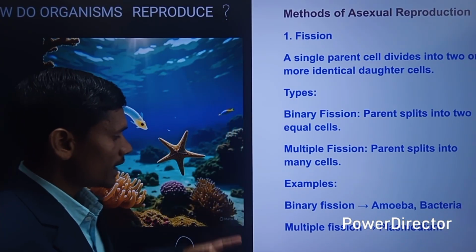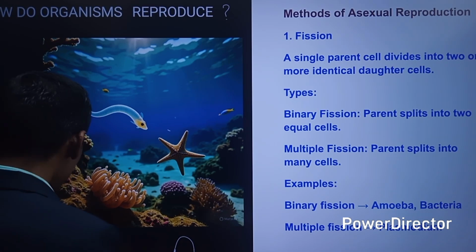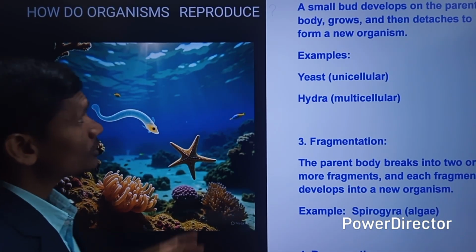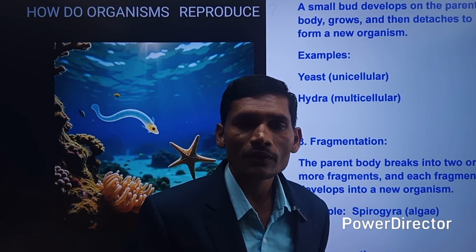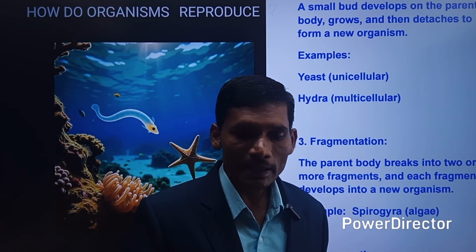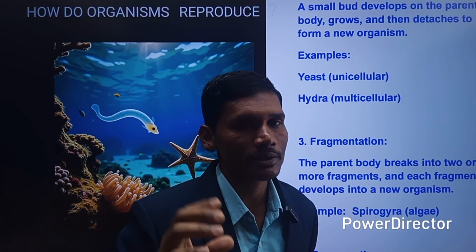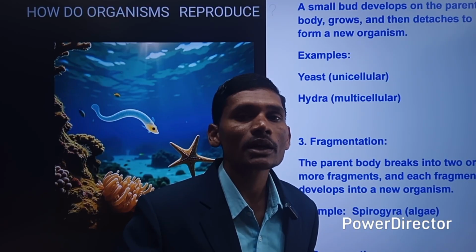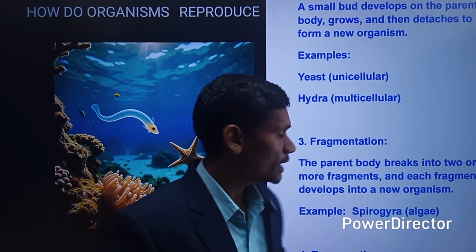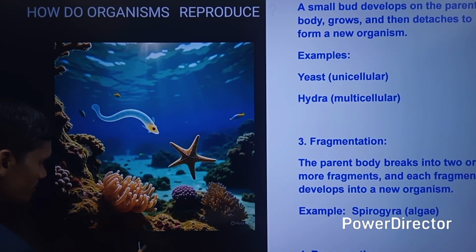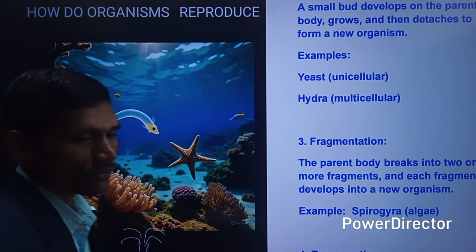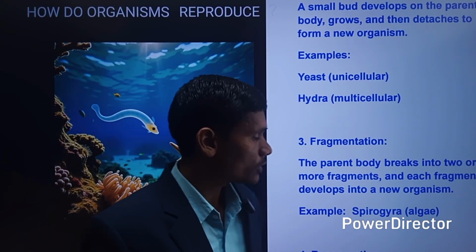Next, after this, coming to the second method, that is budding. What happens here? Take hydra, for example. It has some specialized cells, called regenerative cells. With those cells it can reproduce. How does hydra reproduce? It projects one outward growth from its body. From this, one more hydra starts growing, and later it detaches from the parent organism, right? So this is budding.